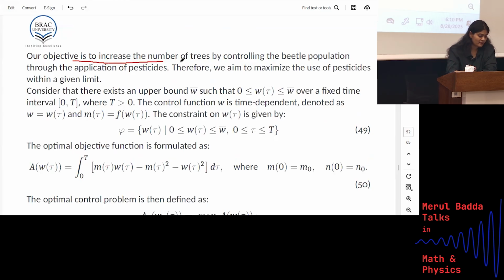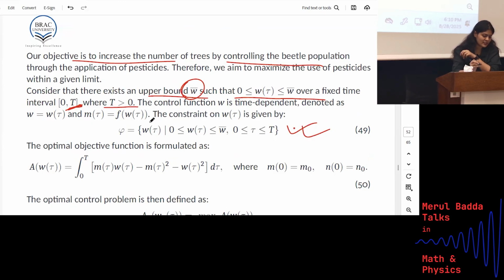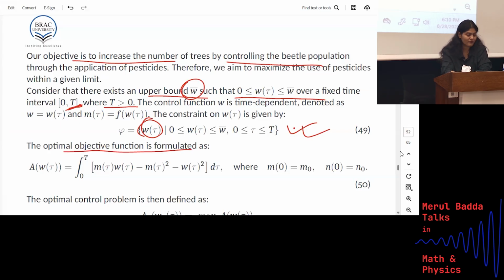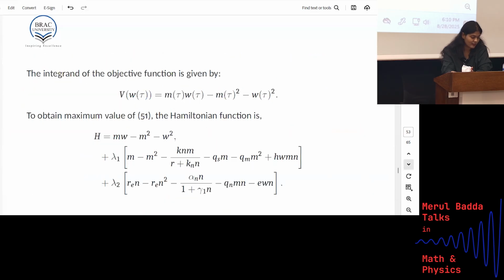So the objective is to increase the amount of pesticide to manage the beetle attack in our forest and to increase the tree amount. This is the upper bound for W, and for time, this is the highest number of time. So these are the conditions for W, the amount of pesticide in our model. This is our objective function. We have to maximize our objective function, and this is the integrand of the objective function, and this is the Hamiltonian function.